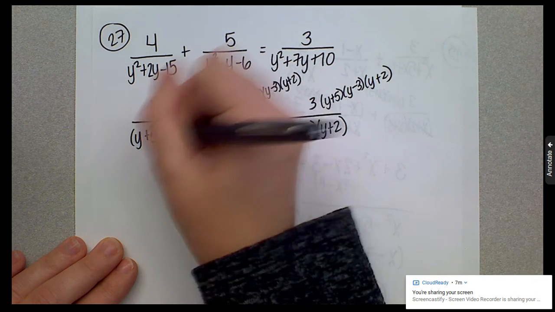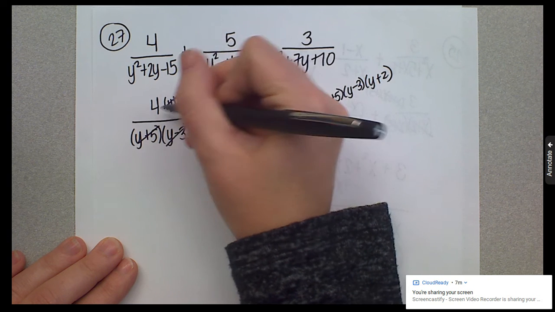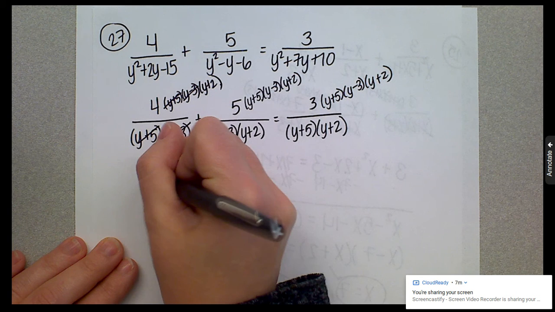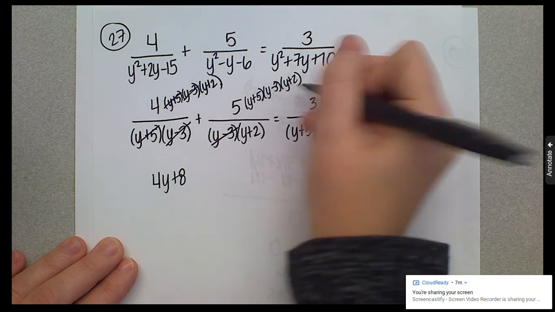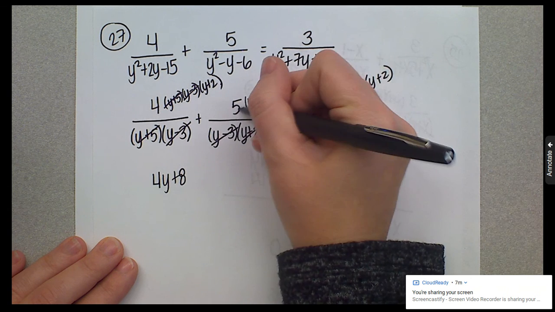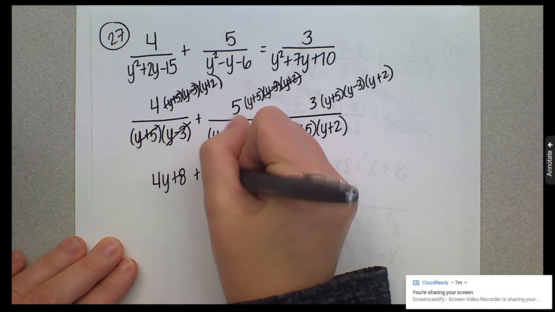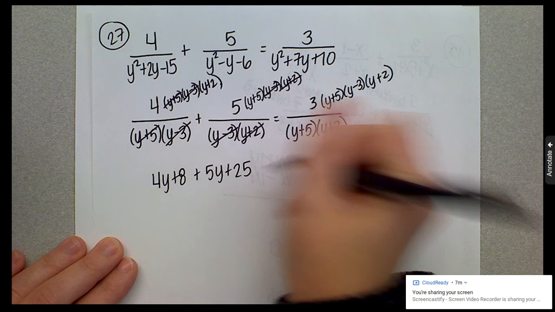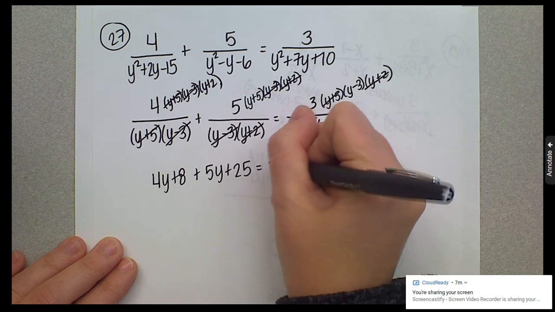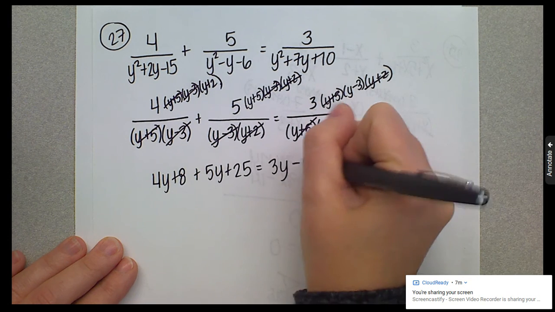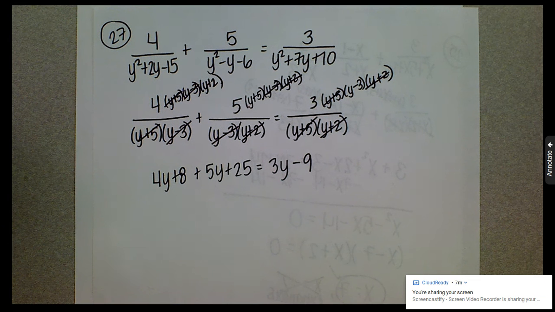So let's see, y plus 5's cancel, y minus 3's cancel. I have this 4, which I'm going to distribute into y plus 2, which will give me 4y plus 8. Y minus 3's cancel, y plus 2's cancel. I'm going to distribute that 5 in, and I get 5y plus 25. Y plus 5 cancels, y plus 2 cancels. I'm going to distribute the 3, and I get 3y minus 9. Oh, so that's looking good. We don't even have a quadratic. We don't need to worry about factoring. We really just want to combine like terms, get our y's together, and then try to isolate it.